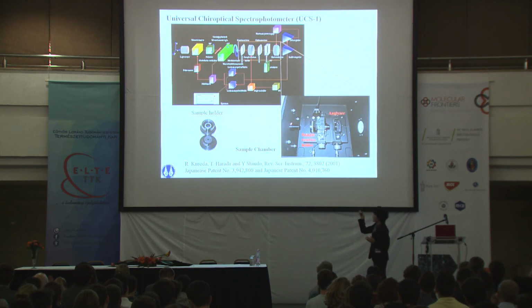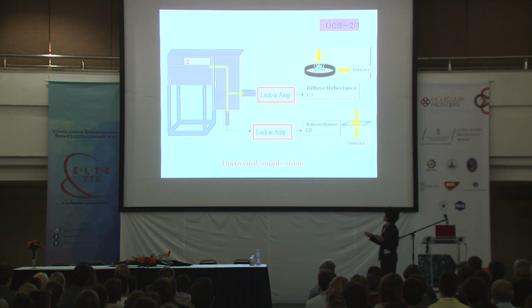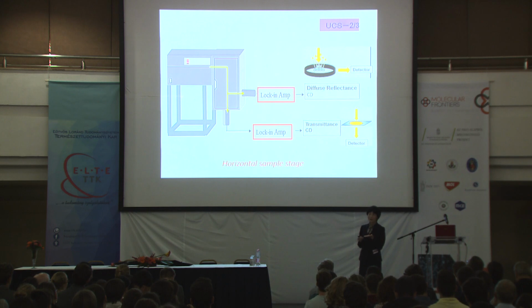And this is UCS1, which doesn't mean anything to you, so I'm just going to skip it. And this is the second machine, and this is very unique because you have two detectors. It's very strange. Why? Because I wanted to measure the change of phase of some liquid.